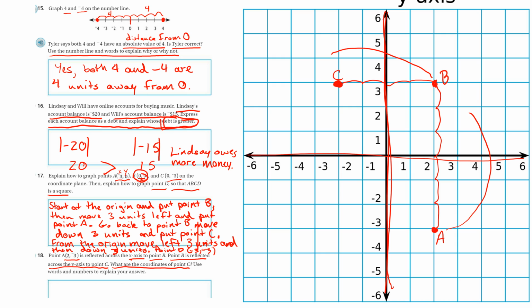And then what are those coordinates? Well, we have to go -2. We have to go to the left 2. And then up 3. So point C is located at -2. We always do the x first, -2. And then up 3, so +3.